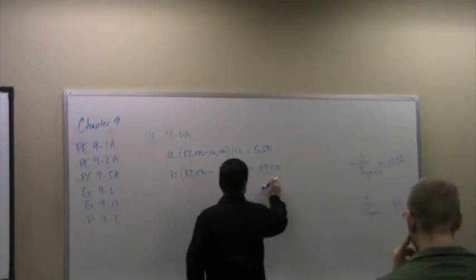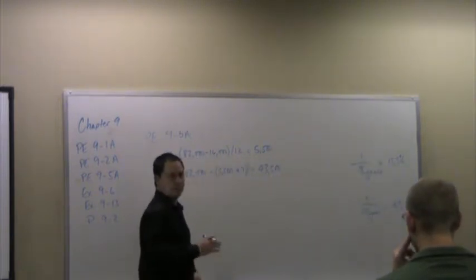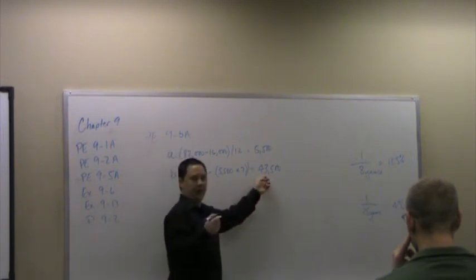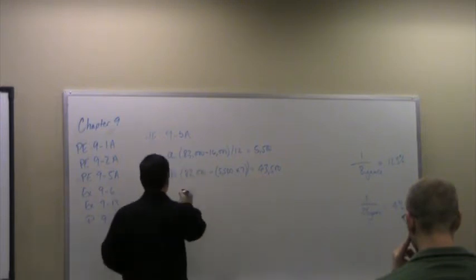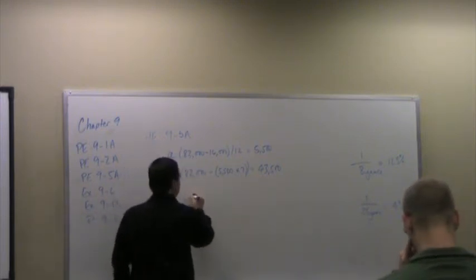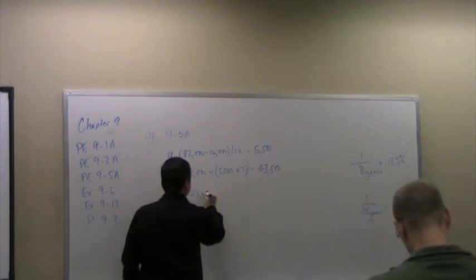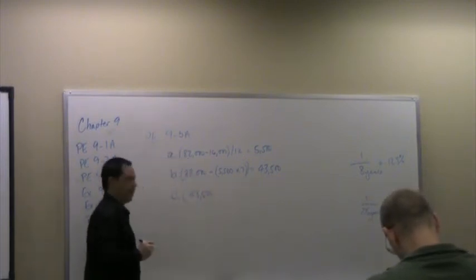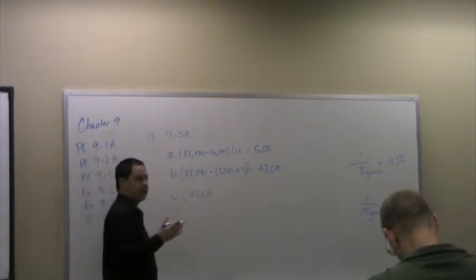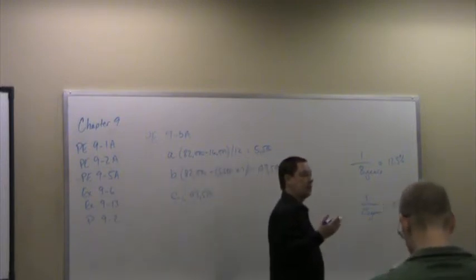Now, since this is the end of 7 years, we know what the value is starting at the beginning of the 8th year, because we already figured it out right here. So on this one, we have the value 43,500. That's what we have. We know that.